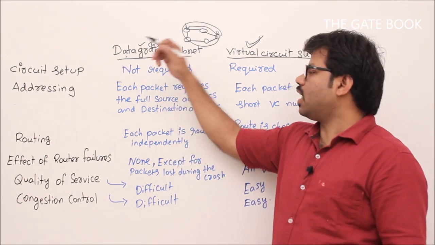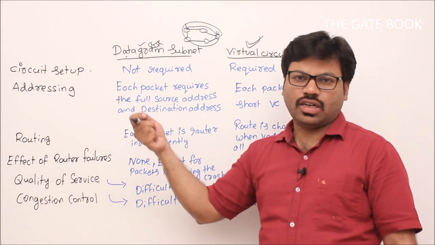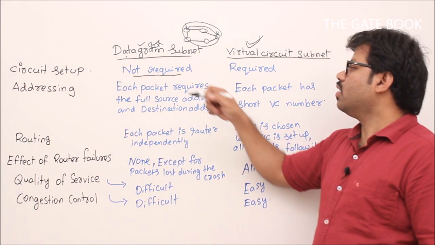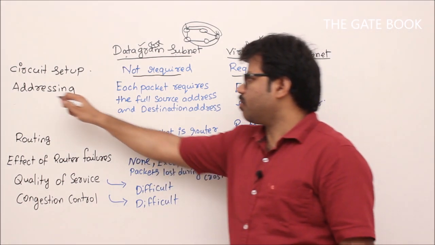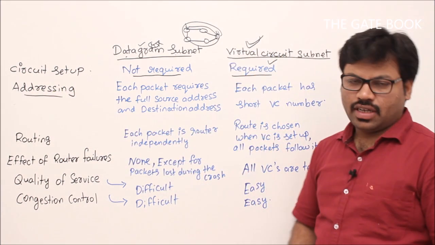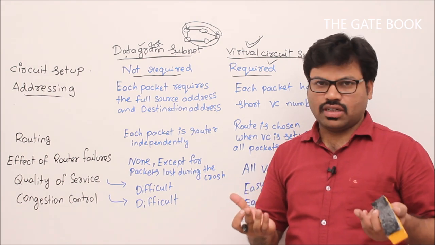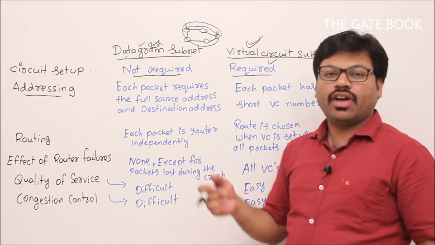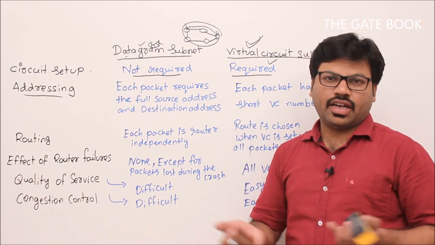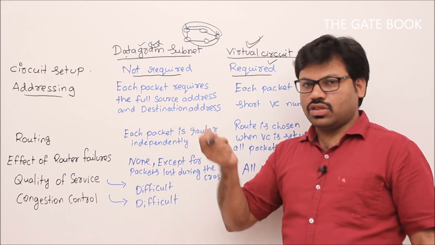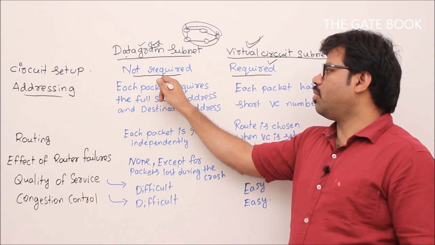Example, let's say you are using a packet switching network, also known as a datagram subnet. Do we need any circuit setup? No, not required. But circuit setup is required for a virtual circuit subnet. Addressing: what kind of addressing do we use in packet switching? Every packet should have a destination address and source address, correct? At least the destination should know from where the packet came. That's why we use source IP address and destination IP address in every packet, especially in a datagram subnet.